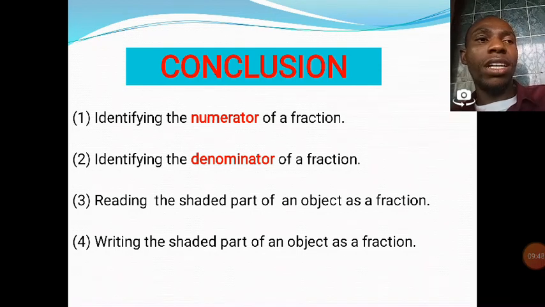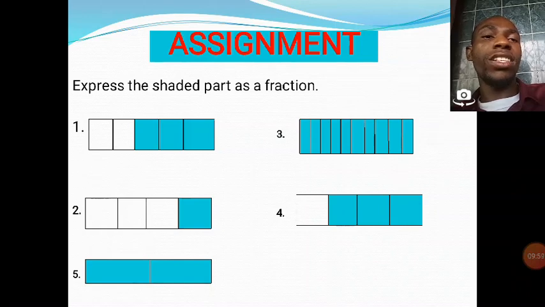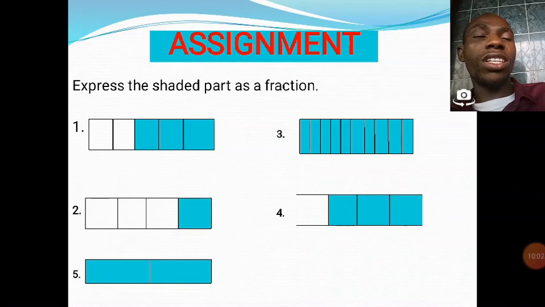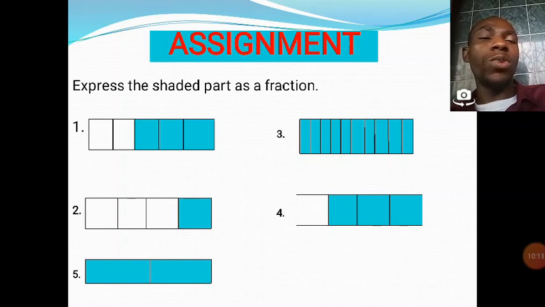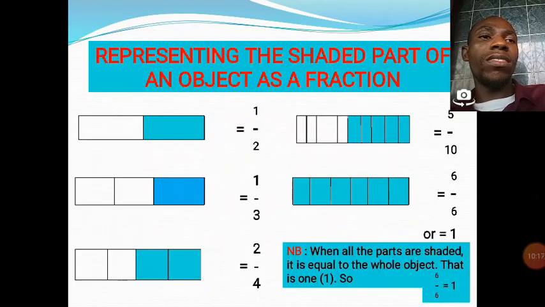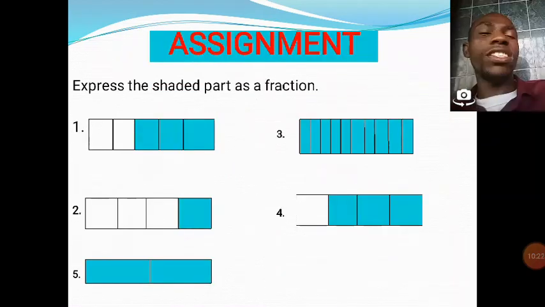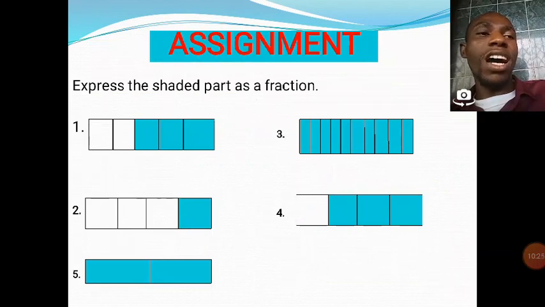Now, here are our assignments. Assignments. Express the shaded part as a fraction. You are to express each and every part shaded in the following questions as a fraction, as we looked at. Let's have a flashback. Yes, in our examples, you are to do the same with these questions and represent the shaded part as a fraction. Let's try number 1 together.